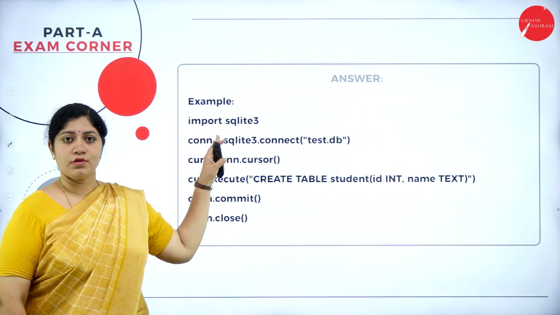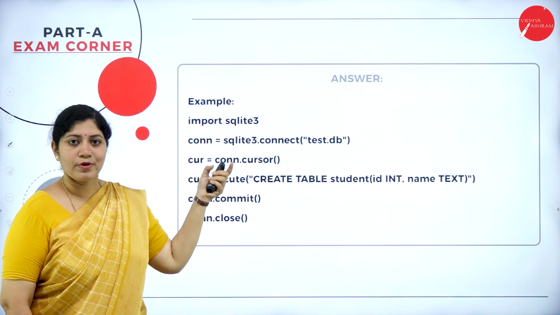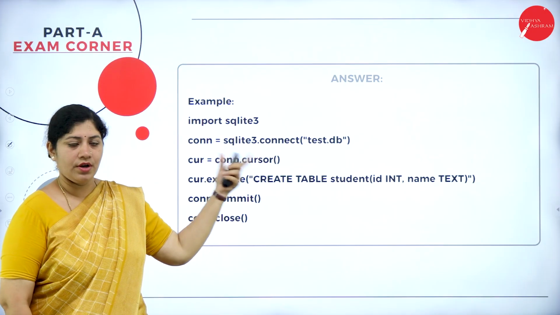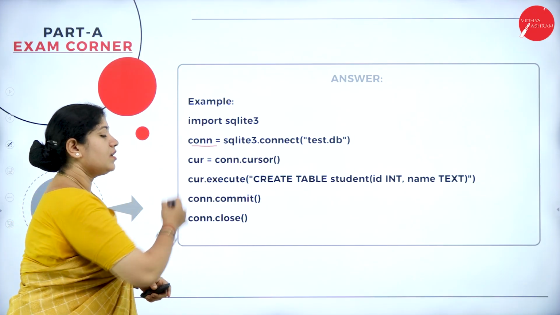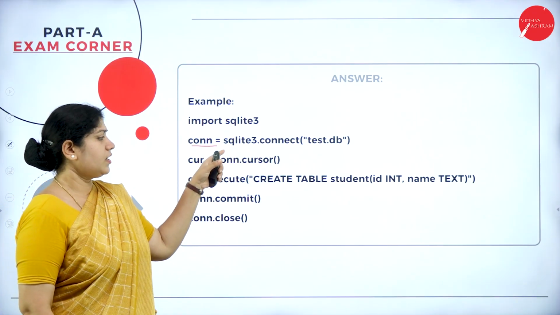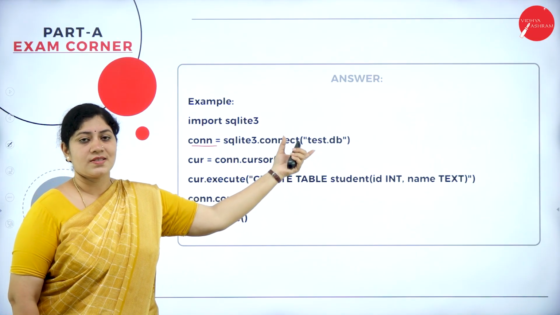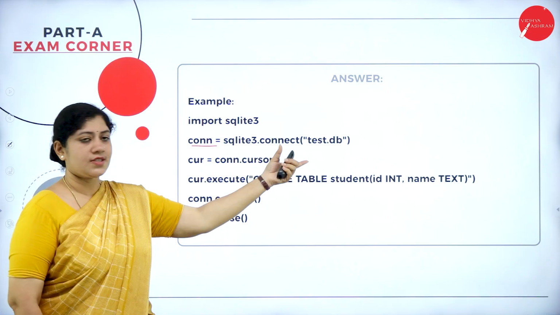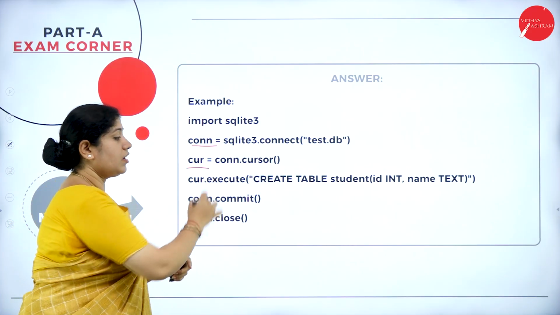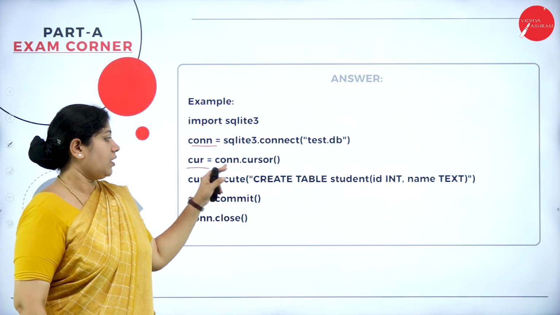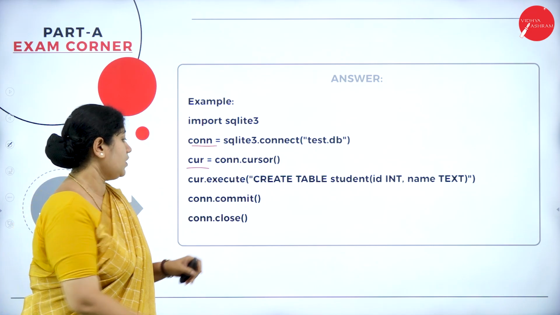Let's see an example for this. We are importing the sqlite3 library. Now we are creating the connection. What is that? sqlite3.connect(). Which database? Yes, that's test.db, which is the database. Next, we are creating a cursor. So connect.cursor(). All right.